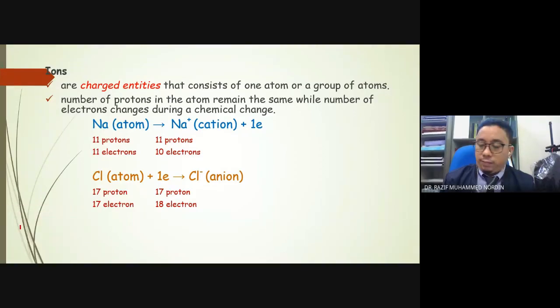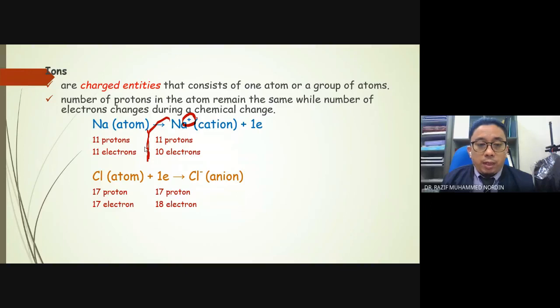charge positif di sini. That means one of the electron already lost, or somewhere around, because of the reactions, it give electron to other element, so that another element become anion. Okay. That's why when it become ion, cation, Na plus, it losing one electron.